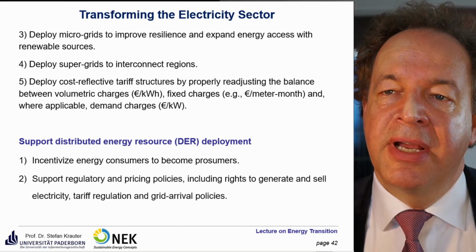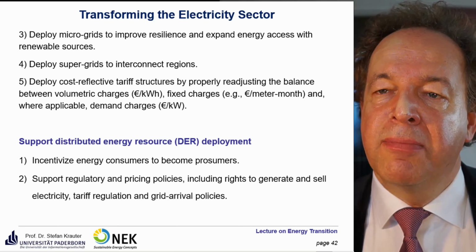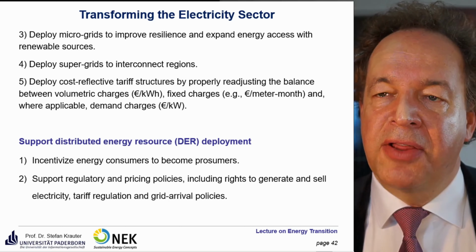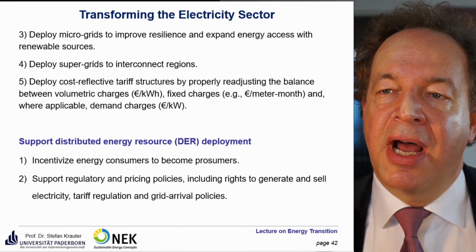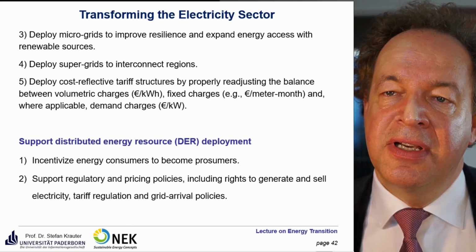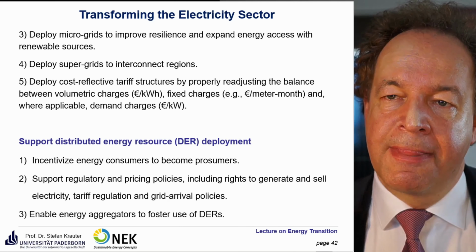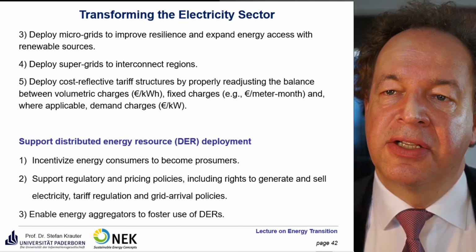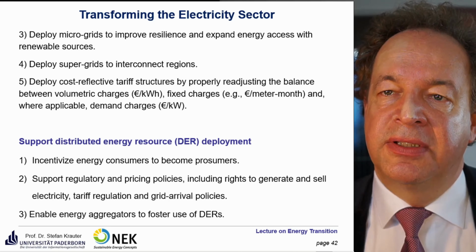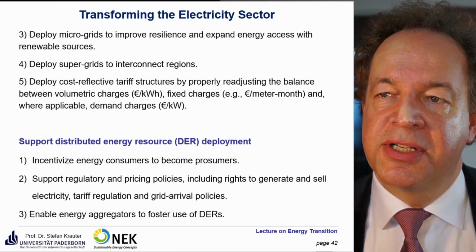Support regulatory and pricing policy. It's a very important task, non-technical, but rather important, including rights to generate and sell electricity, tariff regulations, and grid arrival policies, and enable energy aggregators to foster the use of distributed energy resources.